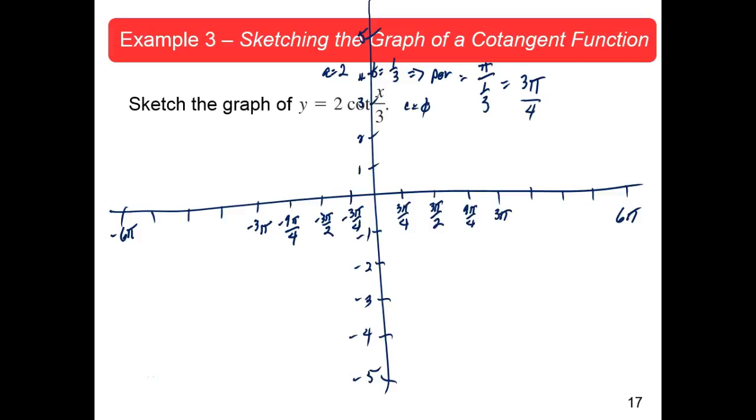The next question to ask: where are your vertical asymptotes? For a cotangent function, where are your vertical asymptotes?